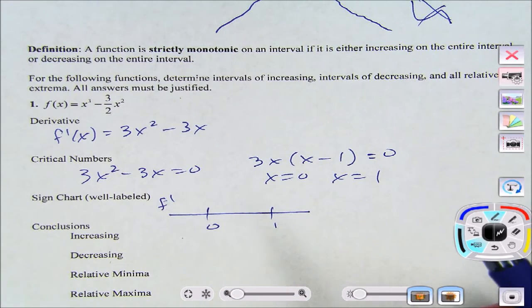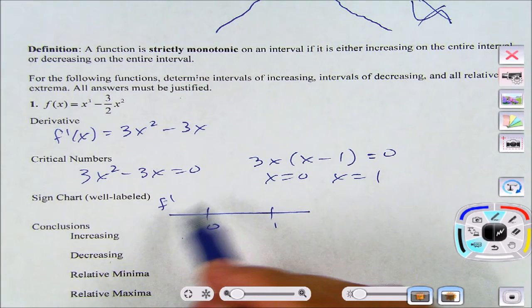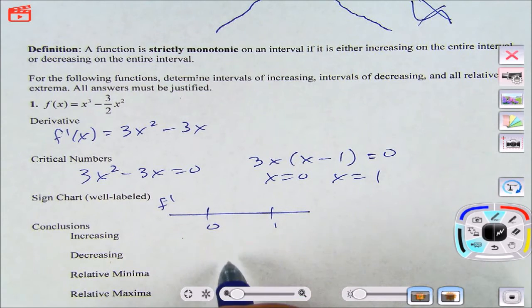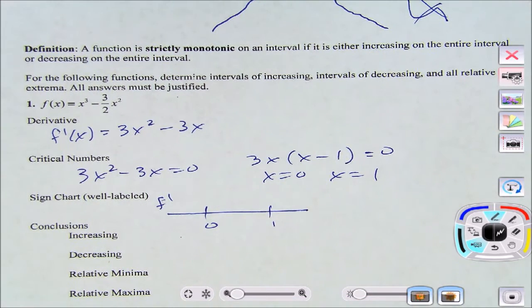Is this like the particle motion thing? No, not that. You can get to the particle motion thing, but this is not that. You have to do this all the time, but it won't be particle motion all the time.